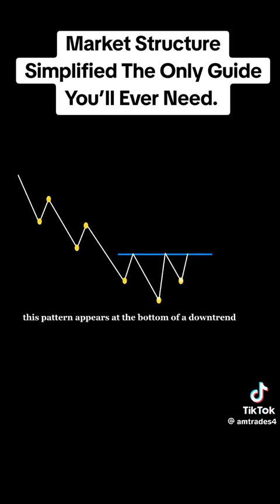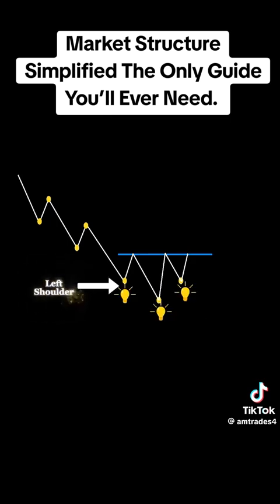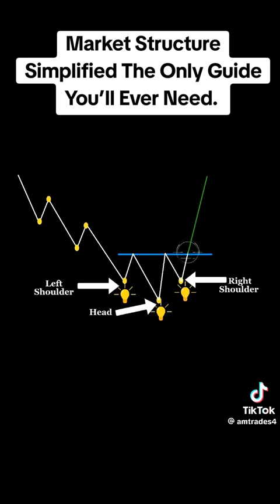Now let's flip it. This pattern appears at the bottom of a downtrend and it often signals a bullish reversal. It is called the inverse head and shoulders. The market forms a low, a lower low, and then a higher low. This shapes the left shoulder, the head, and the right shoulder. When price breaks above the neckline, the downtrend is likely over.